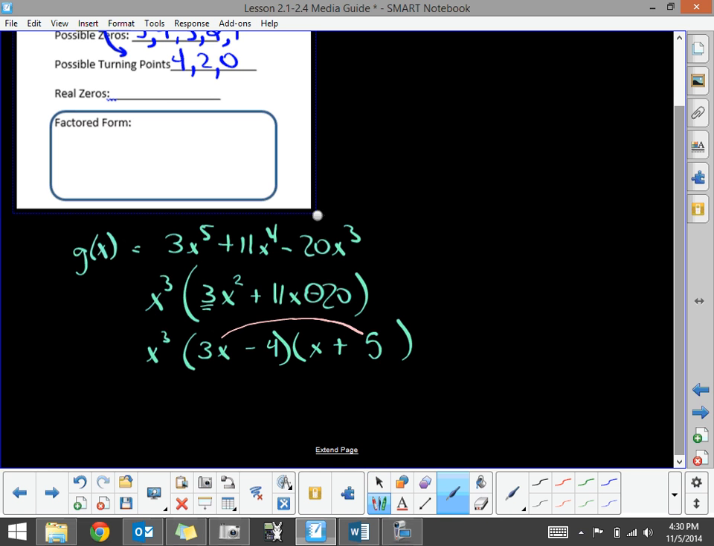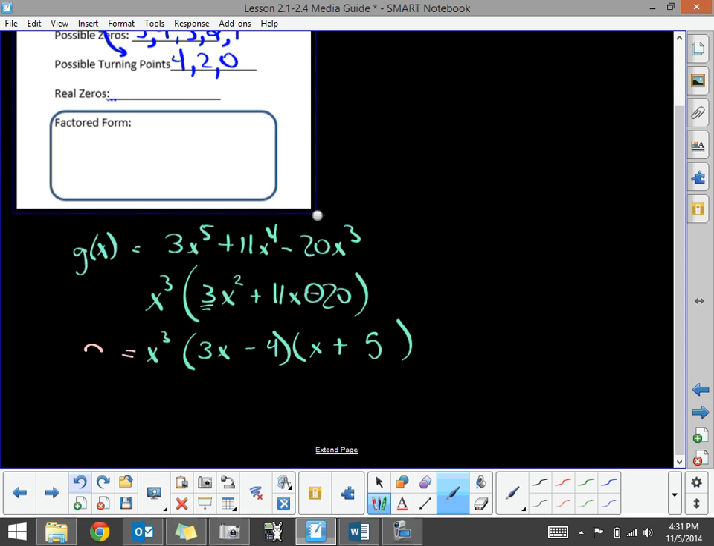So that's going to give you a positive 15x, and then minus 4x, and that gives you 11x. So that's what we want to see there. So there's the factorization of it, which means that I have the factored form already done. Now I'm going to work on finding the zeros.